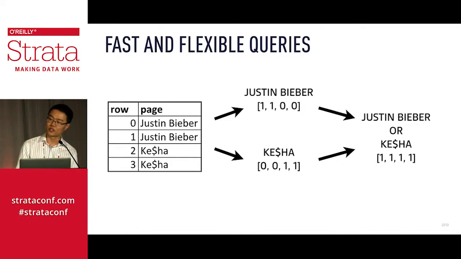So if you're familiar with search engines at all, this method is known as building an inverted index. And the cool thing about inverted indexes is when you have arrays of zeros and ones, they can compress really easily.